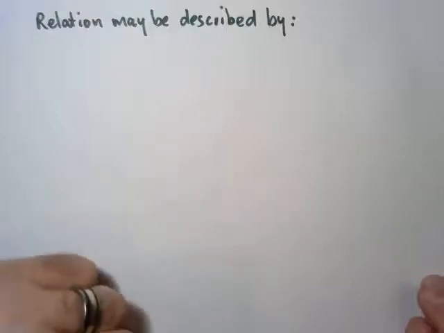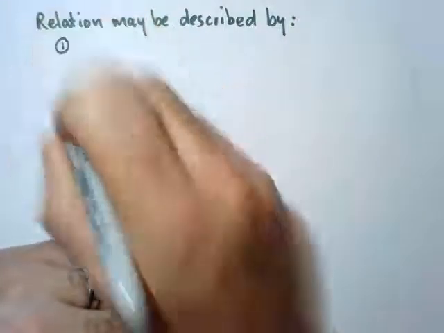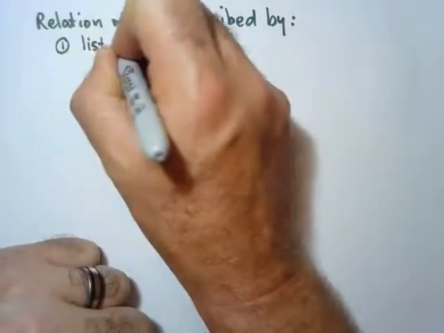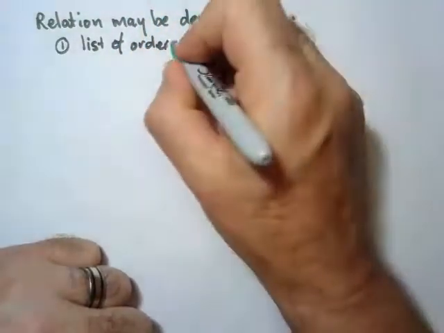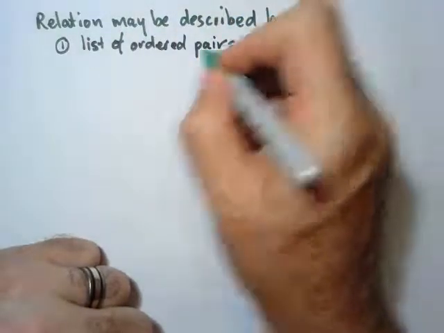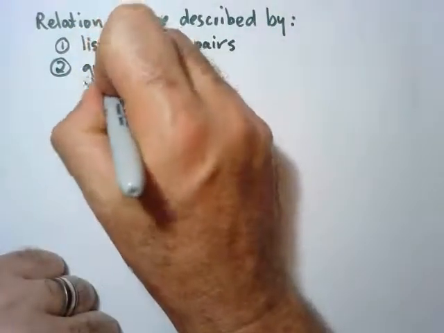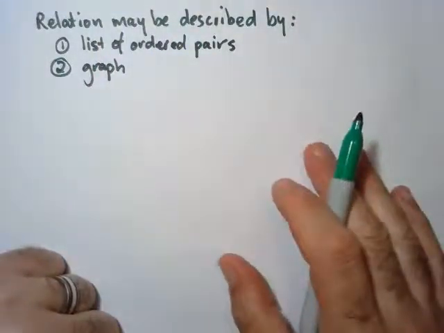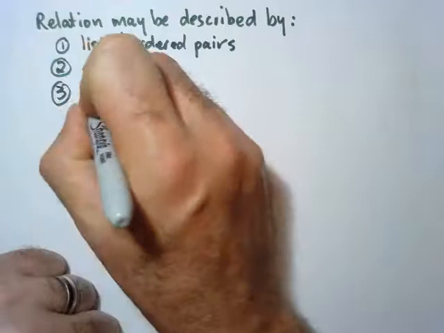Now, relations may be described in three different ways. First of all, it can be described by a list of ordered pairs, which means that only for those pairs the relation is true. The second way of giving that is by using a graph. And when they give you a graph, little arrows and things will indicate where this graph is accepted and not accepted. The third way is by a rule.